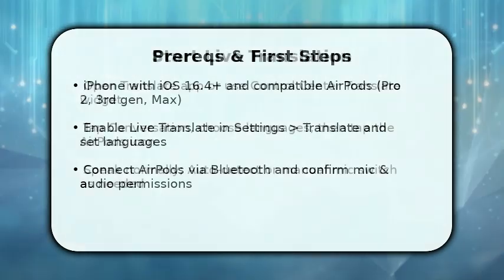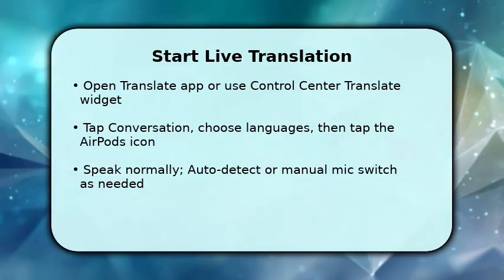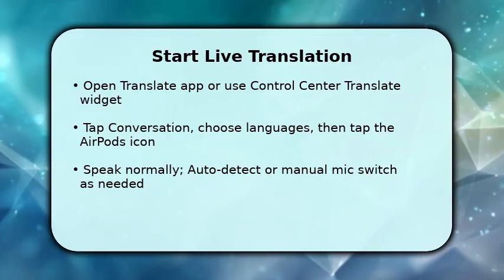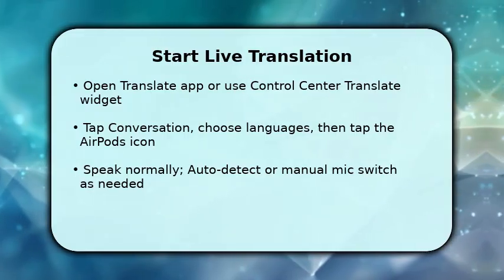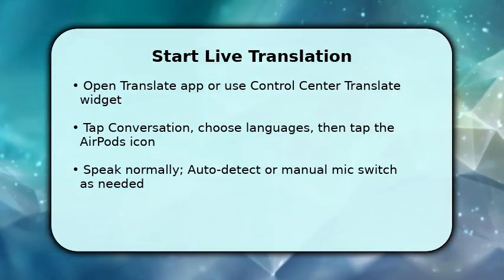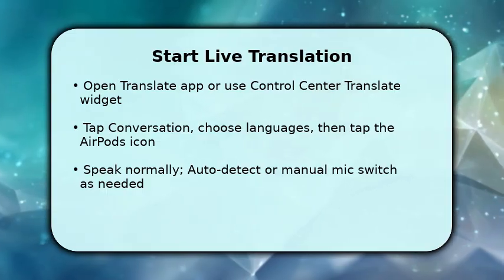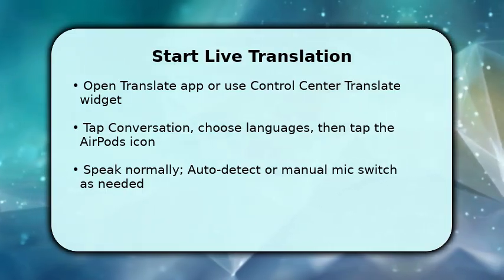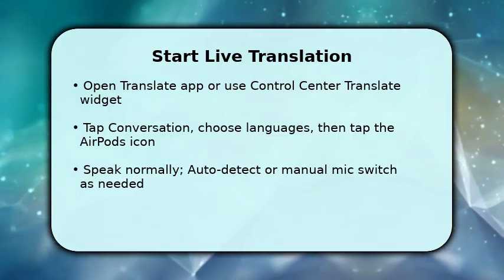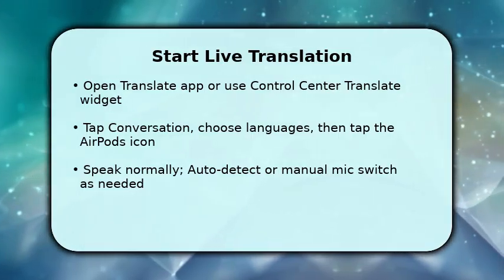You open the Translate app or pull up the Control Center Translate widget to begin. Once in conversation mode, select both languages and tap the AirPods icon so audio streams to and from your earbuds. This routes translated speech to each ear. Speak naturally. The app will either auto-detect language or you can lock the input. While speaking, keep your iPhone within 10 meters for reliable Bluetooth.